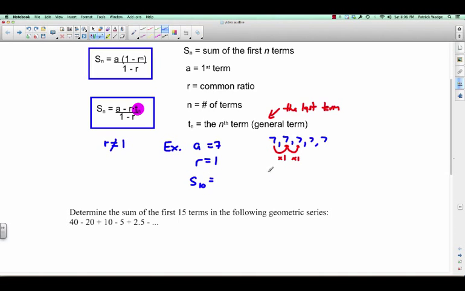So all your terms are 7. If you want to know what the sum of the first 10 are, since you'd have 10 sevens, it'd be 7 plus 7 plus 7 plus 7. It'd be 10 times 7, which is 70. That would be your answer.